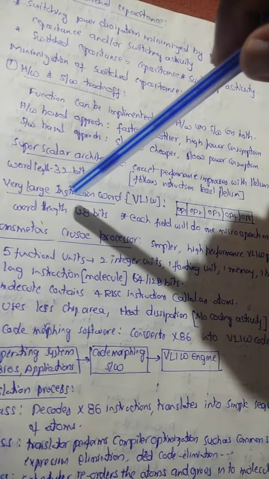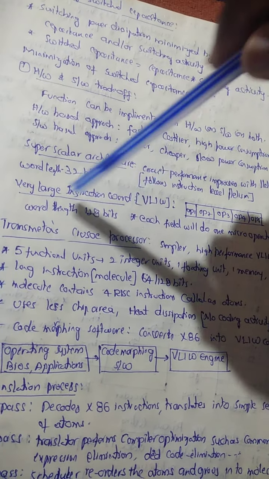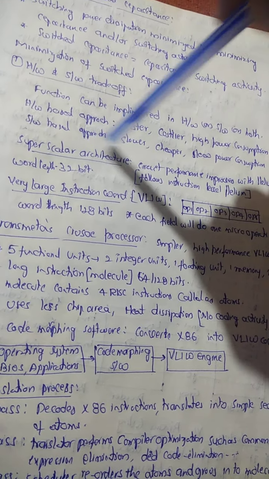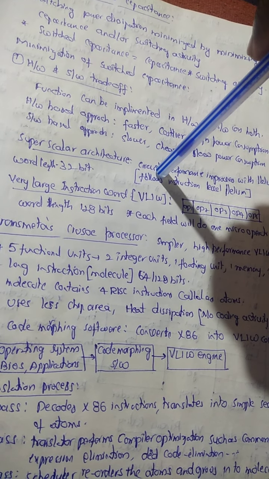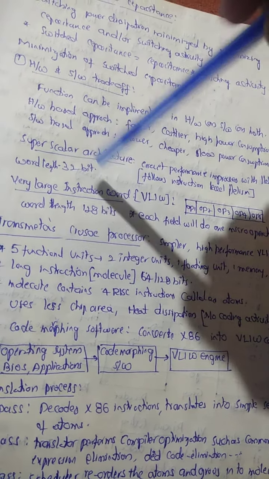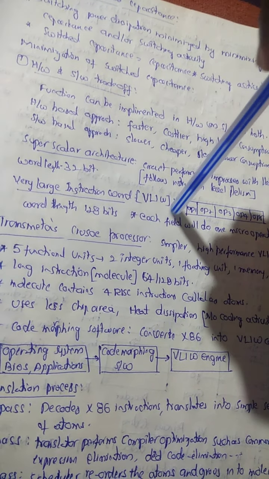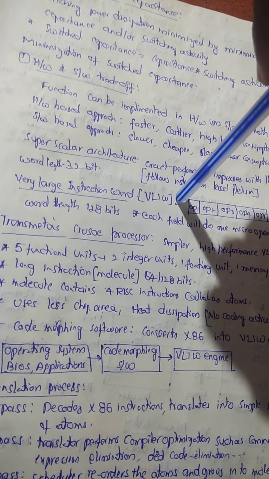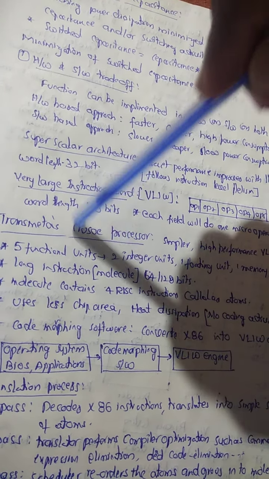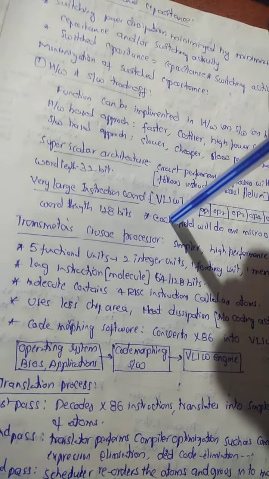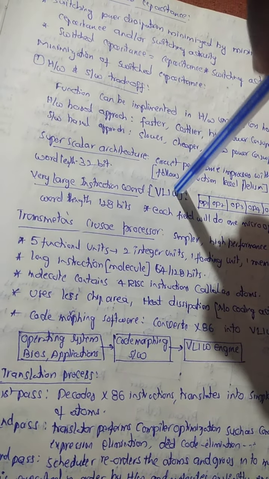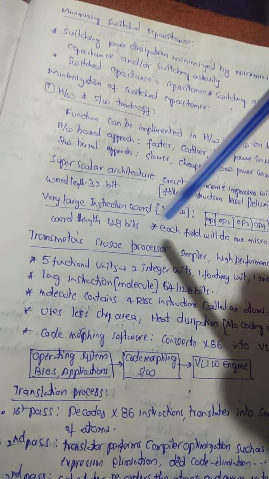The benefit of this one is that the implementation is very simple when compared to the superscalar architecture. And we will see how VLIW plays its role in the case of Transmeta's Crusoe processor. The best example where we can make use of this is Transmeta's Crusoe processor.